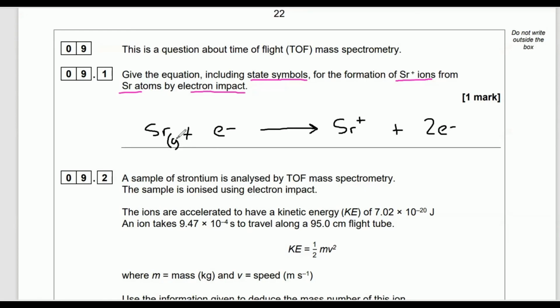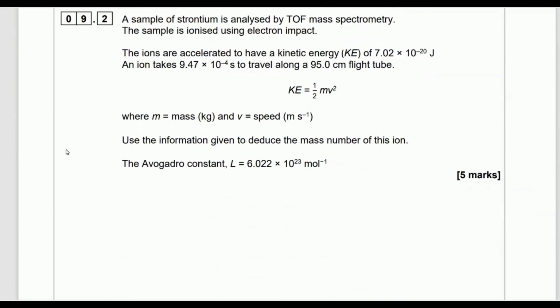So whenever you're doing mass spectrometry, the symbols are gaseous. And that doesn't matter whether it's electron impact or any other form of ionization. Electrospray would also be gaseous.